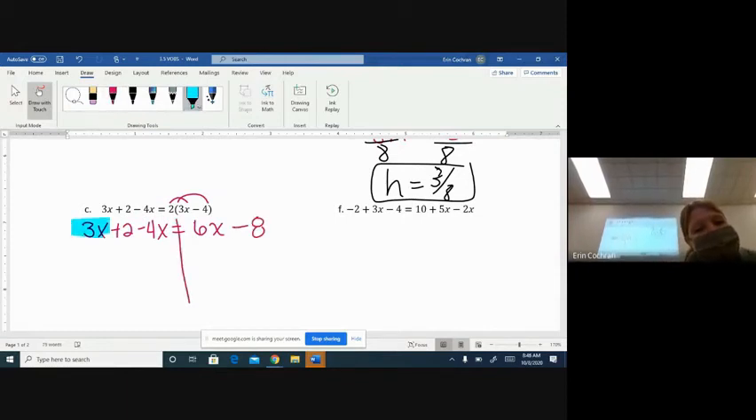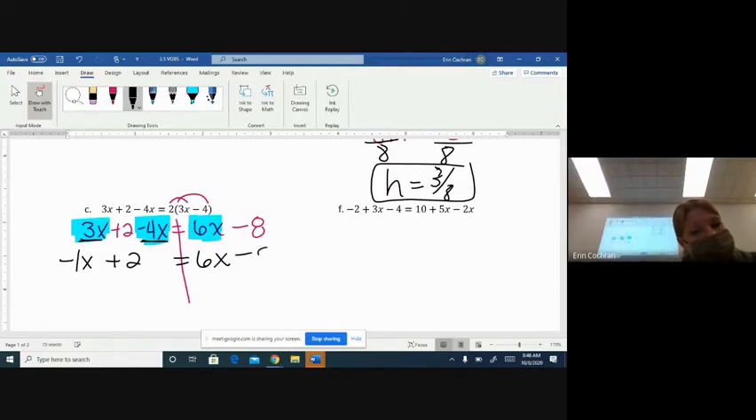All right, now let's look at our like terms. We have lots of like terms here, right? What do you notice about 3x and negative 4x? You're on the same side, so we're just going to combine them. What is 3x minus 4x? Negative 1x plus 2 equals 6x minus 8. Always, when they're on the same side, you just combine them.